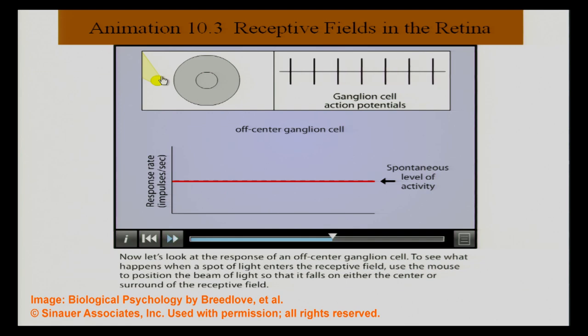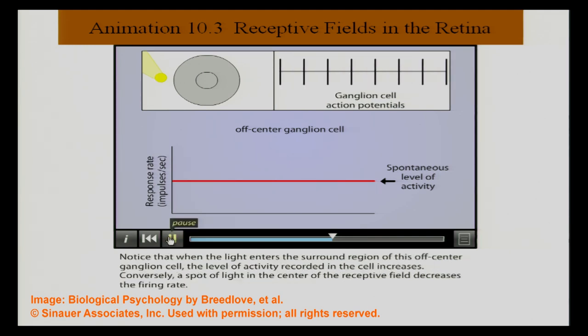If I show it a bar of light, it won't care whether the bar is vertical or oblique or horizontal because it doesn't know anything about the orientation of the bar. And so this is a really central thing about how the visual system is organized. The retina doesn't know about the features of the orientation, or if I'm moving something, it doesn't know whether I'm moving it to the left or the right or up or down. At least a single cell doesn't know about that. So just keep that in mind.